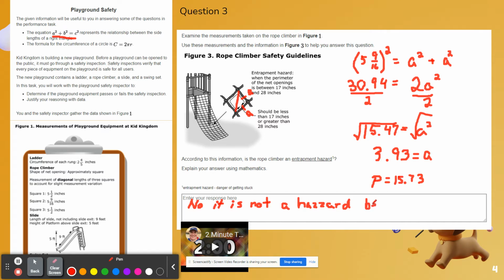It is not a hazard because the perimeter is less than 17.